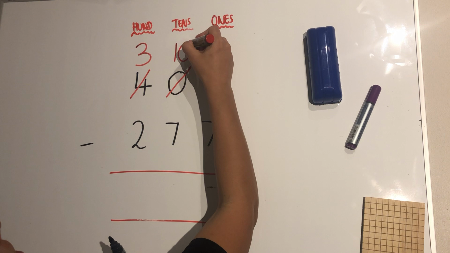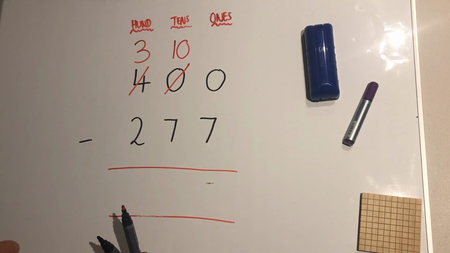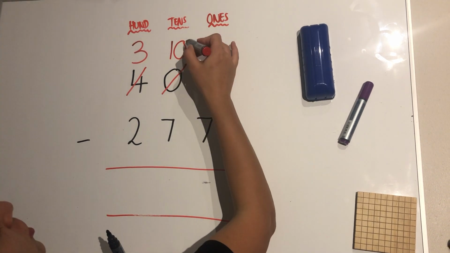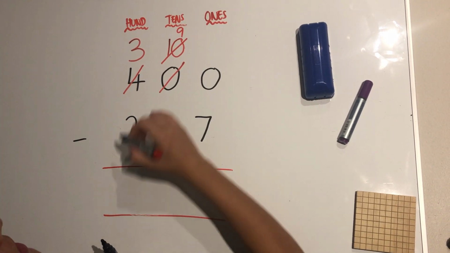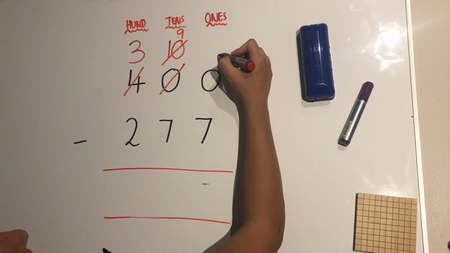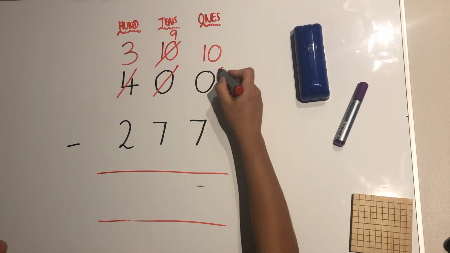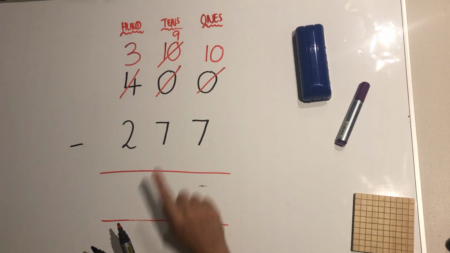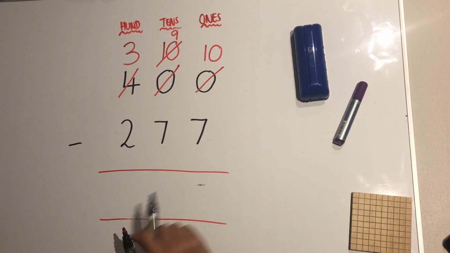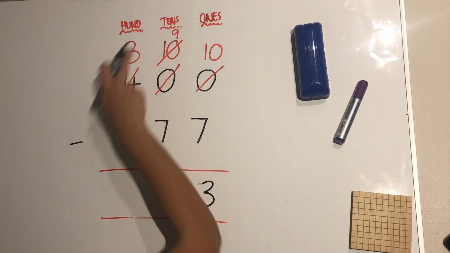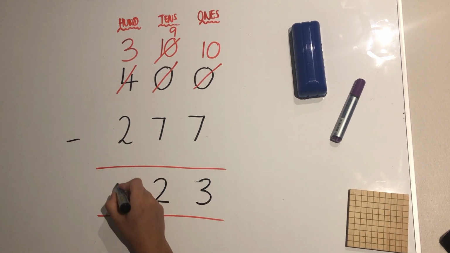So we're going to write 10 here. Now we have something in our tens column to borrow for our ones column. So our 10 changes again to a 9, and then we carry that 10 over to our ones column. And because there's no ones here, it's just our 10. So then we subtract in our place value columns. 10 subtract 7 is 3. 9 subtract 7 is 2. 3 subtract 2 is 1.